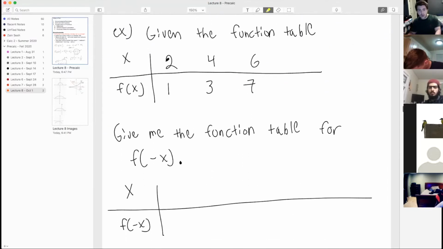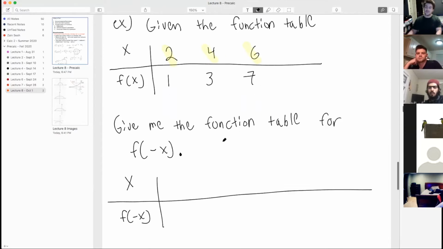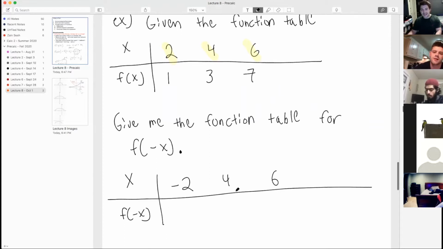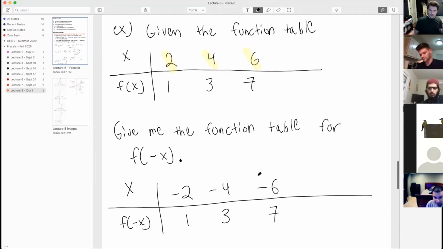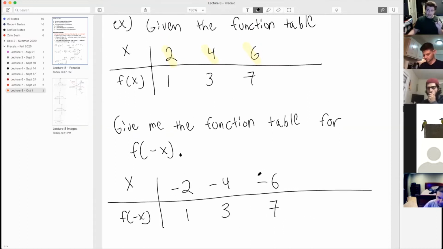So I go up to 2, 4, and 6, our x values, and I just multiply them by -1. So that's -2, -4, -6. Outputs stay exactly the same. 1, 3, 7. Done. That's it. Oh, whoops. I forgot minus signs here. Yes. Okay. So hope that's all good. Inputs got multiplied by -1. Outputs stayed the same.